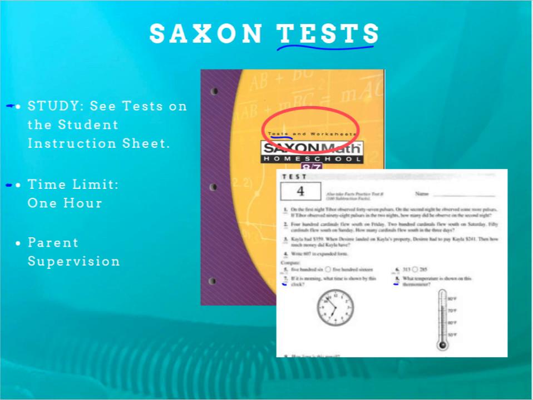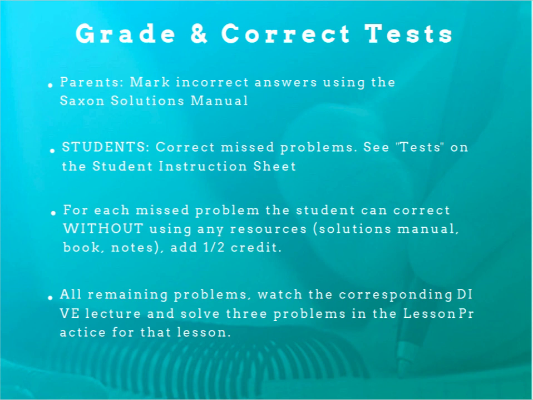You want a time limit, set a time limit on these. So again, it's like a mixed practice in its format, but here we want to have a time limit as well, so we add that also. And parental supervision as well during the test. After your test, you want to grade and correct that, and so like the mixed practice, start with the parents just marking incorrect answers. And then students will correct those missed problems. For each missed problem, the student can correct without using any resources, the solutions manual, book notes, parental help, anything like that. Then you can add half credit back to that problem.